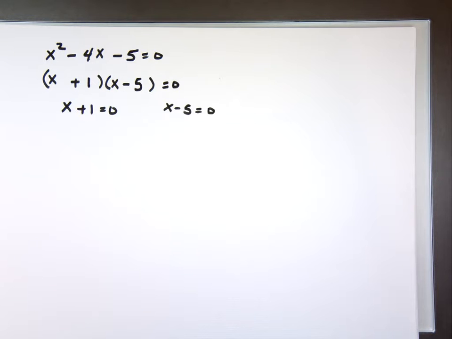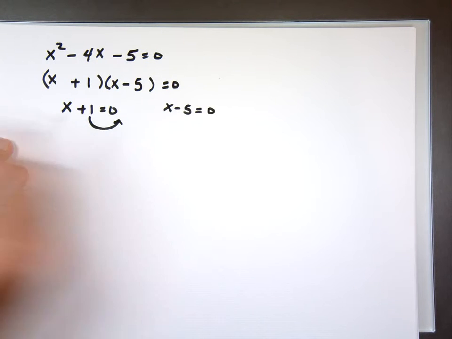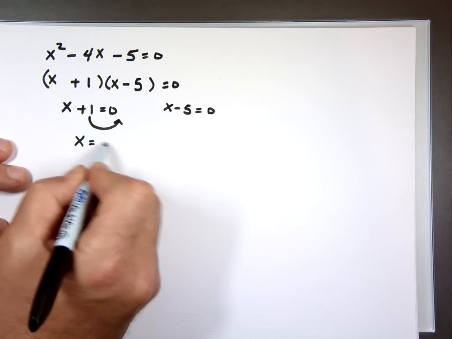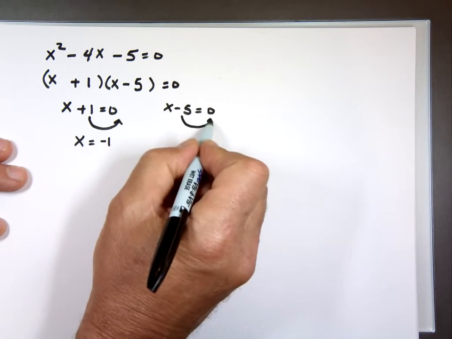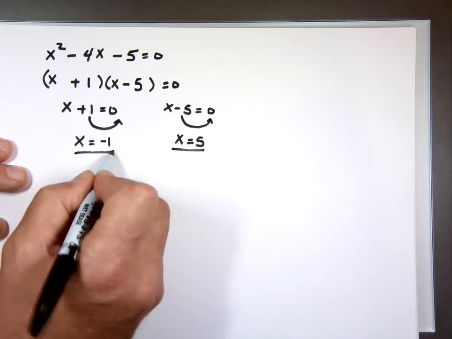Now to solve this one, again you need to solve it for 1x. I need to move the plus 1 to this side and change sign. Move the minus 5 to that side, x equals what? Positive 5. So we get two solutions.